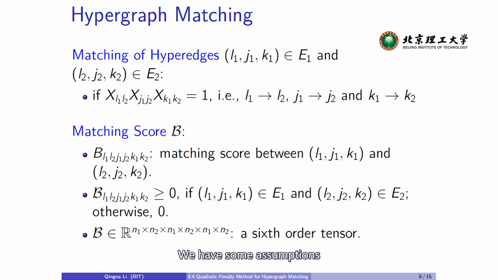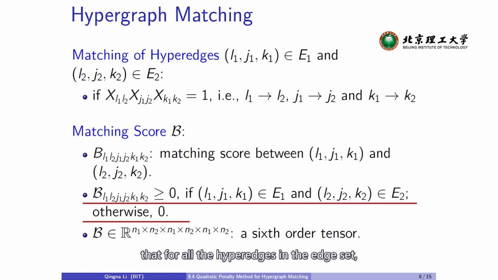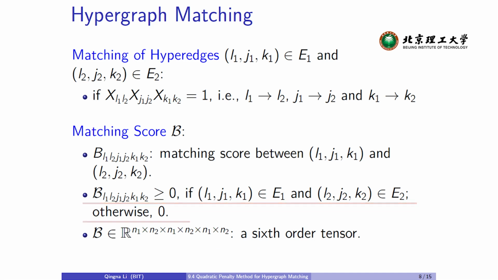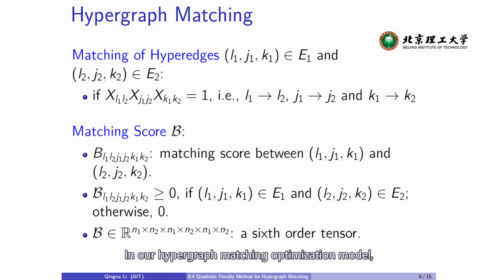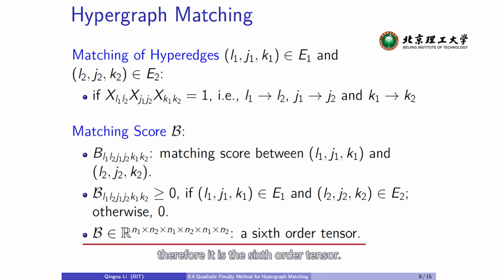And we have some assumptions that for all the hyperedges in the edge set, the corresponding matching score is non-negative. And if either of the edges is not in the hyperedges, then we will set it as 0. Okay? And in our hypergraph matching optimization model, we assume that this B is available. And as we can see, this B has 6 indices, therefore it is a 6th-order tensor.